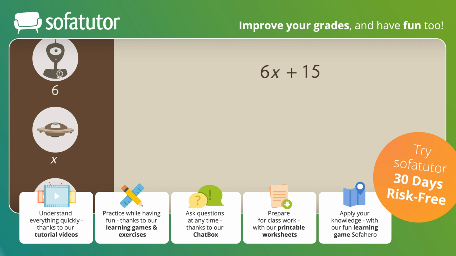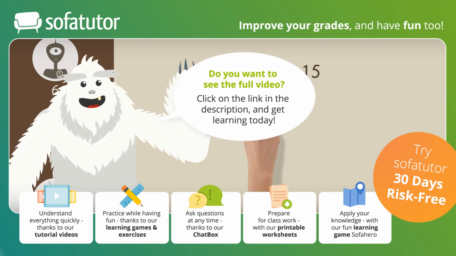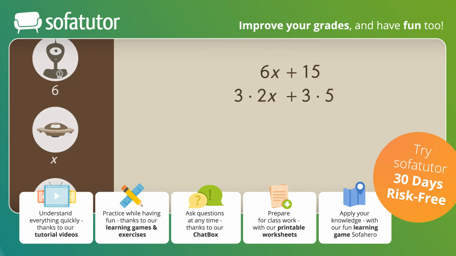Ralph wants to split these members into groups of equal size. He realizes that he can factor a 3 out of the expression because 3 goes evenly into both 6 and 15. After factoring out 3, the expression becomes 3 times the quantity 2x plus 5. This means that no matter how many planets accept the invitation, they will be able to split the aliens into groups of 3.